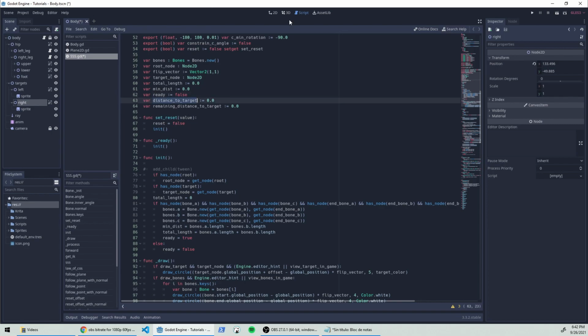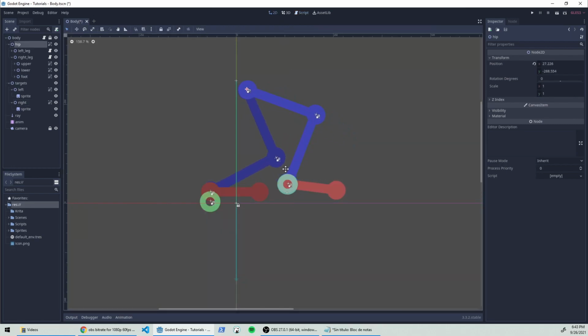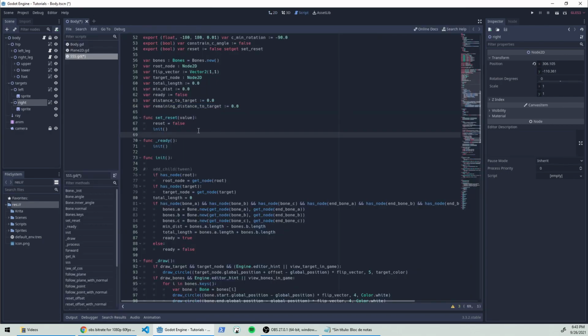The distance to the target and the remaining distance to target: basically the first one is the distance to the target from the root, so from here to here, and the remaining distance to the target is the distance between the end of the chain and the actual target. So here this would be 0. So those would be the variables. Now let's move on to the actual functions that we're going to use.